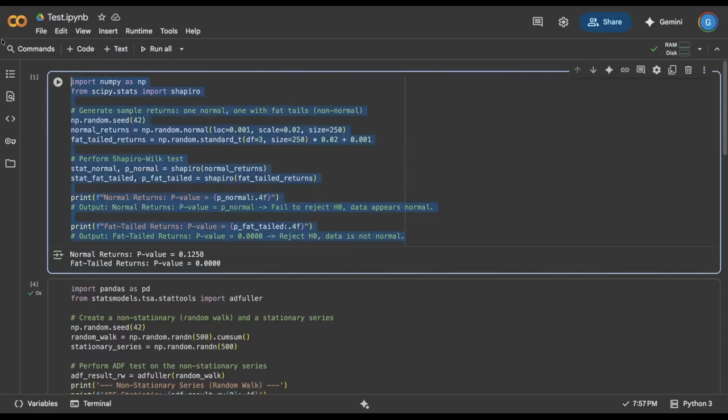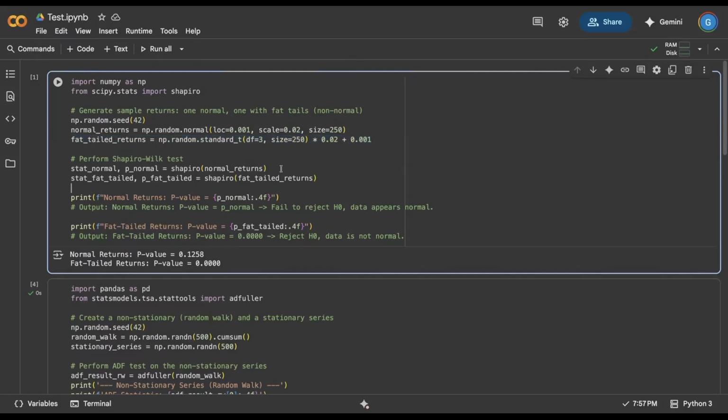Now, this code is a sample example of the Shapiro-Wilk test. First, we import the necessary libraries such as NumPy and shapiro from scipy.stats. Then, we set a random seed so that the results are reproducible. Then we generate 250 synthetic returns from a normal distribution with a mean of 0.1 and standard deviation of 2%. Then we also generate 250 synthetic fat-tailed returns, scale them by 0.02 to match the standard deviation, and shift the mean by adding 0.001 to match the normal sample. So now both datasets have similar mean and variance, but one has fat tails.